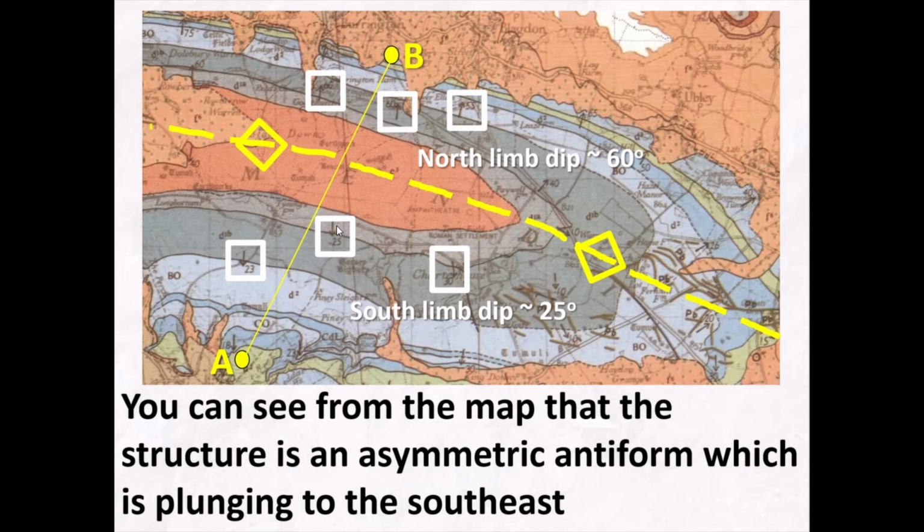Okay, so aside from its shape, we need to know whether or not this is an up-arching thing or a down-arching thing. And I can see from the map that the structure is asymmetric and it's an antiform, and it's plunging towards the southeast. So that's the shape. That's where I'm going to end up drawing. That's the picture I've got in my mind's eye. I'm going to have a chevron fold that's asymmetric, with the north limb much steeper than the south limb.